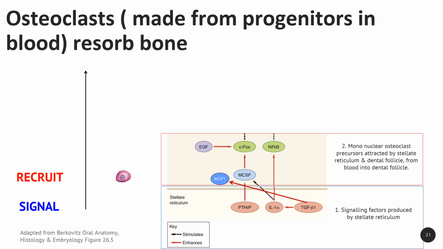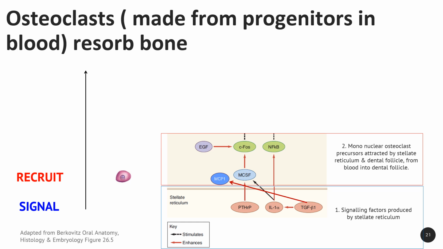Osteoclast precursors are attracted by the stellate reticulum, so the factors that were made here, and also factors that are now made by the dental follicle. We're now moving into the dental follicle. This is happening in the dental follicle. They are attracted from the blood into the dental follicle.